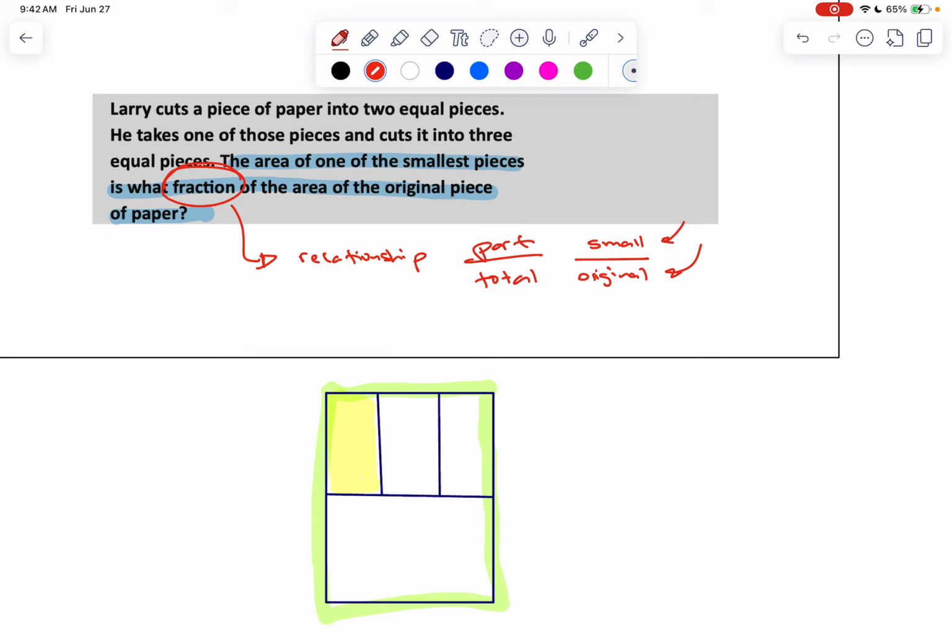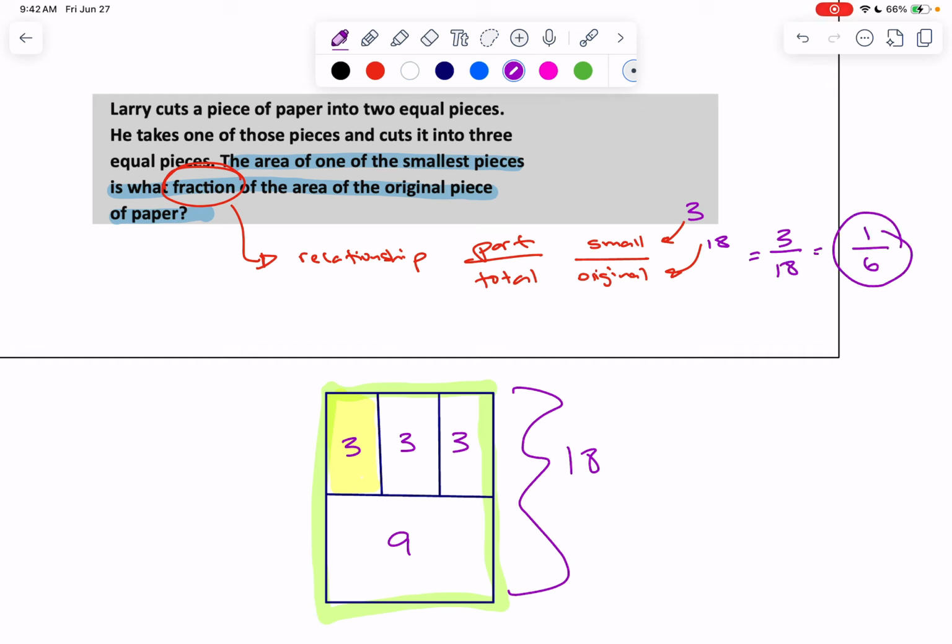So let's try that. Let's pick a random number for our little yellow piece, our small piece. Let's say it's 3. Well, that means this other piece would also be 3 because they're equal sides, and the other piece would also be 3. And then that whole half would be 9, which means the other half would also be 9, which means the whole darn thing would be 18. 9 plus 9. If we have 18 there, and I do the small over the original, the small is 3, the original is 18, that gives me 3 over 18, which reduces to 1 over 6.